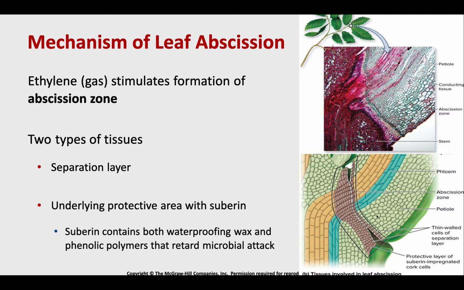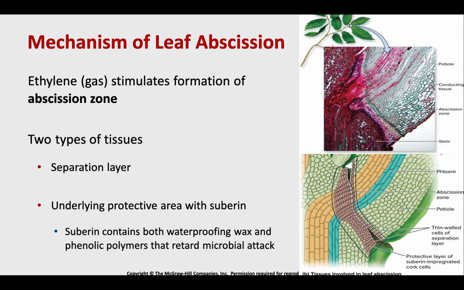And we can see that in a nice cross section here, but maybe a little bit more clearly in this cartoon image here. It forms this abscission zone, which has these two types of tissues involved. It has a nice separation layer. It's very, very thin, and basically it's trying to help protect the plant from essentially having an open wound. So it's kind of cauterizing the end of that petiole. That way, when it falls off, the plant isn't totally exposed to the outside environment.